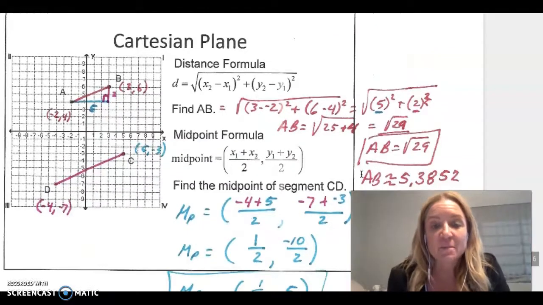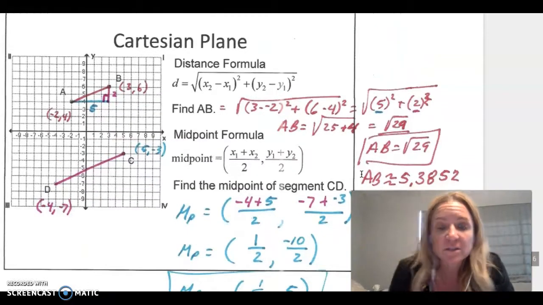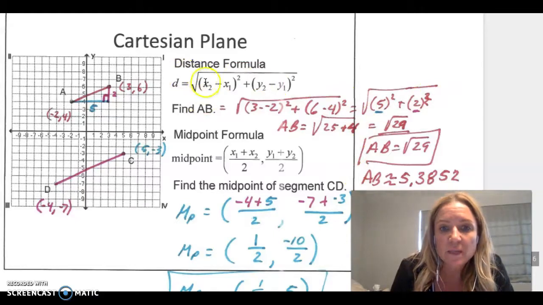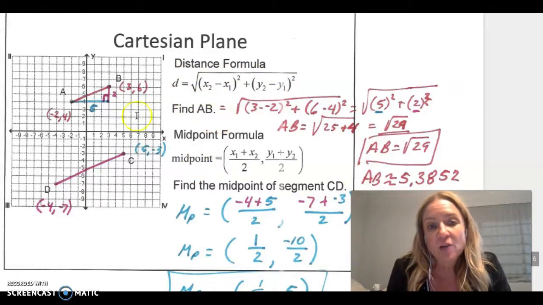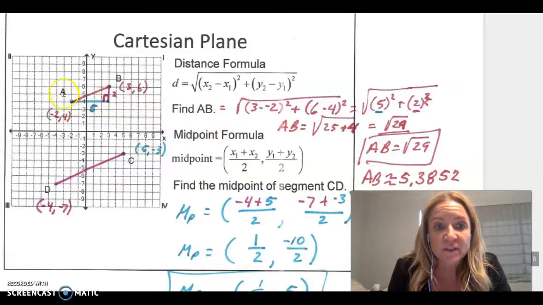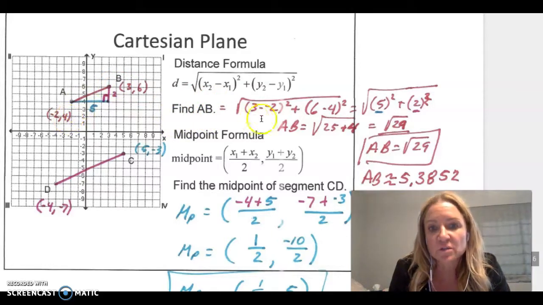All right, now we're going to talk about the distance formula. So the distance formula is this big, long square root thingy. Okay. And that's how you find the distance between 2 points. So here's point A, here's point B. So they'll just say find AB. Okay. That means they want you to get the distance between those points.